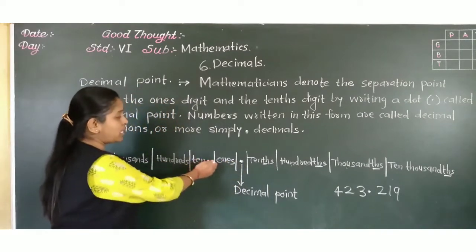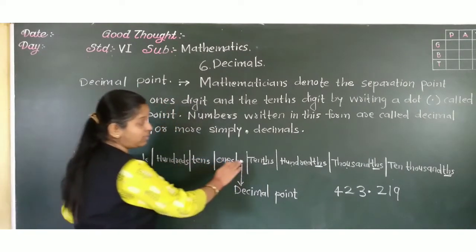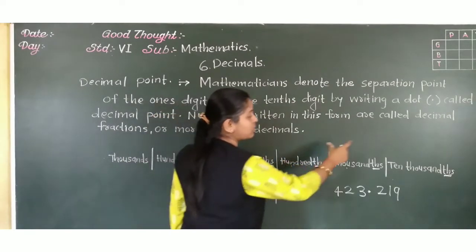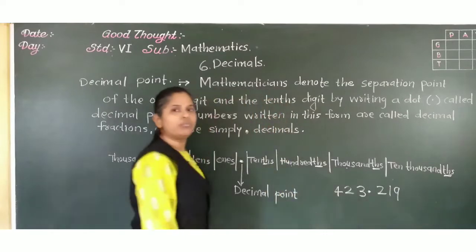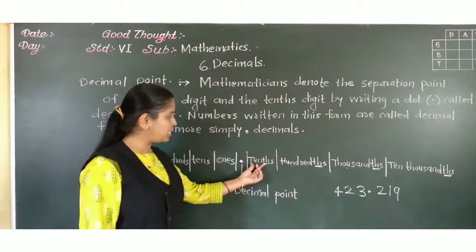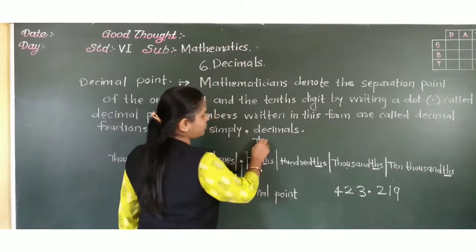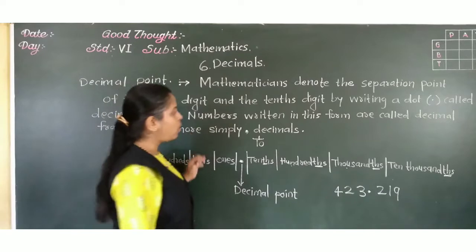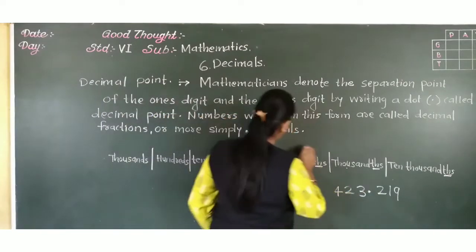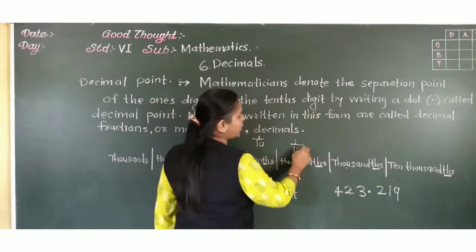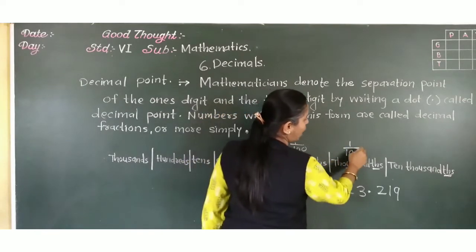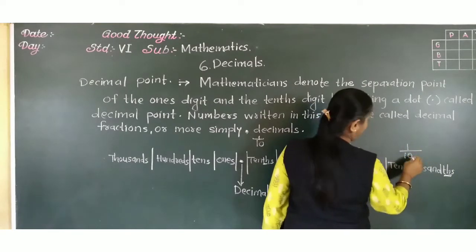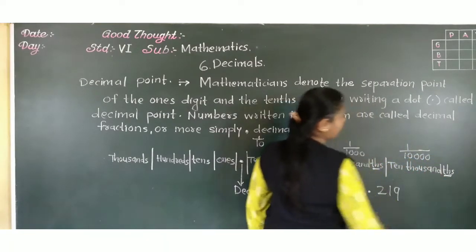Now see, on the left it is ones, tens, hundreds, like that. Here it is tenth, hundredth, thousandth, ten-thousandth. What does it mean? Tenth means 1 upon 10: whatever digit is there is multiplied by 1 upon 10, or divided by 10. Then hundredth is 1 upon 100, thousandth means 1 upon 1000, and ten-thousandth is 1 upon 10,000.